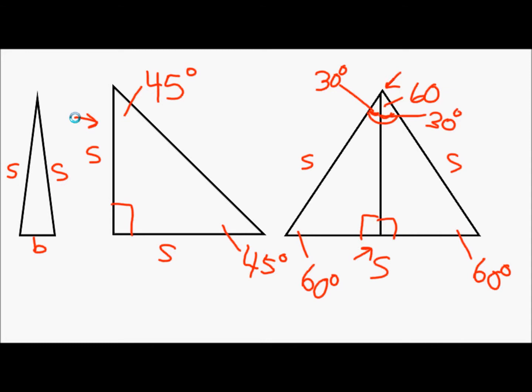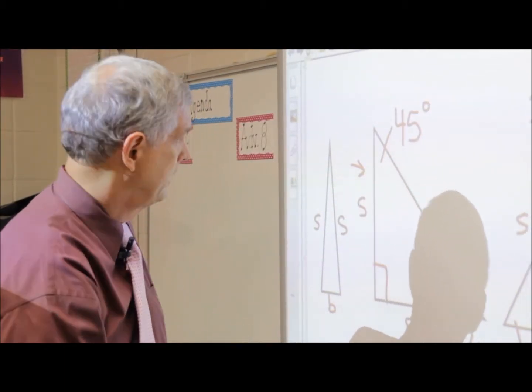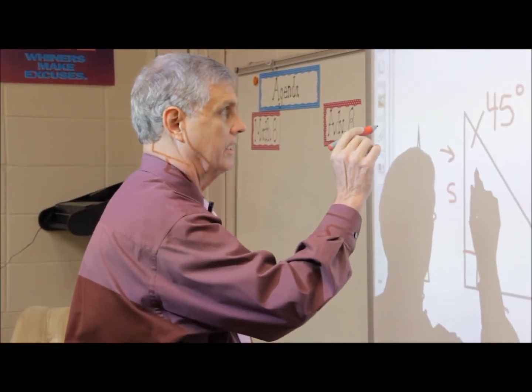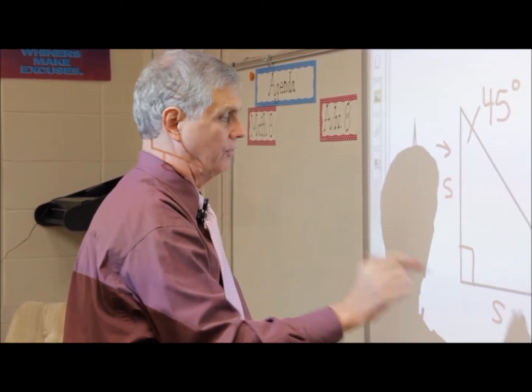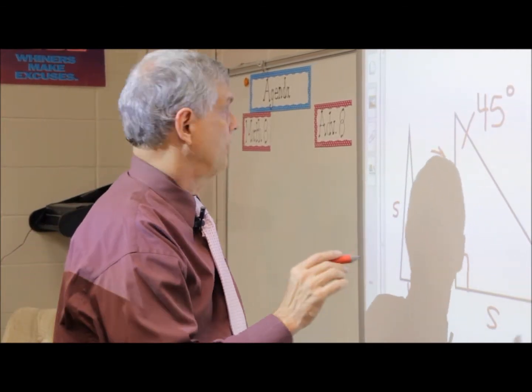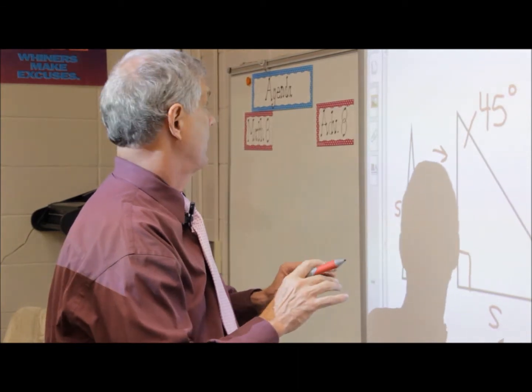Again, there are some important relationships you have to know about a 30, 60, 90-degree triangle, just like you need to know the relationships that happen in a 45, 45, 90-degree triangle. Okay, so those are the 3 types of triangles and the angular relationships that I want you to understand.